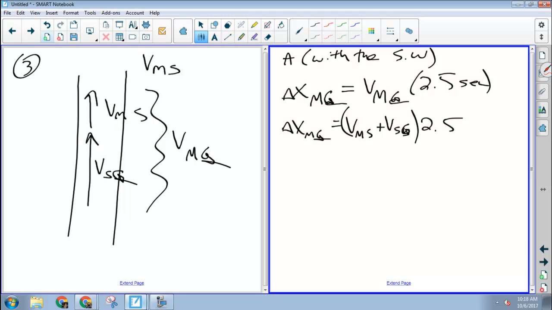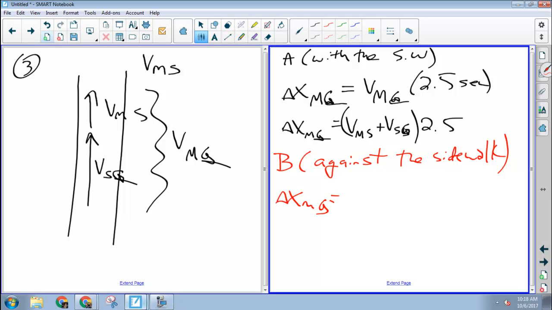All right, now let's do chunk B. Against the sidewalk. Popular Bob Seger song. God, I hate him. All right, so now the displacement of the man relative to the ground is still equal to the velocity of the man relative to the ground, but now it's times 10 seconds, right? Follow?